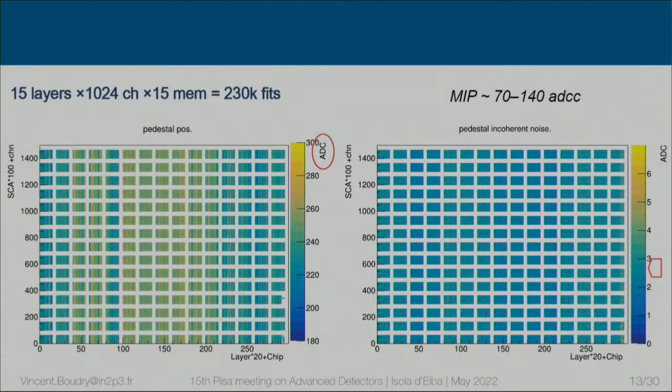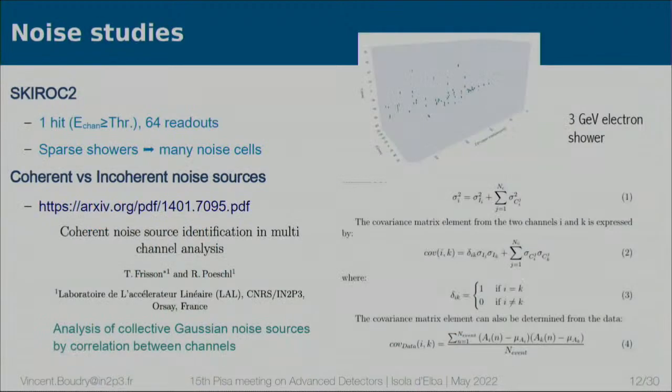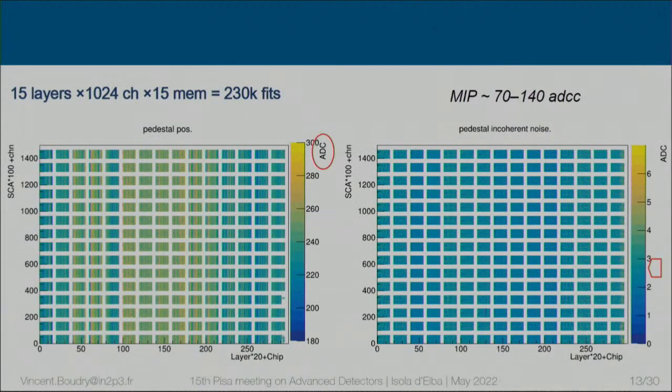So this is a summary of all those measurements. We have 15 layers times 1024 channels times 15 memory cells, so we have to fit all this. One line here is a single ASIC, and you see that there are correlations with the level of the pedestal. The pedestal level is essentially coherent ASIC by ASIC.